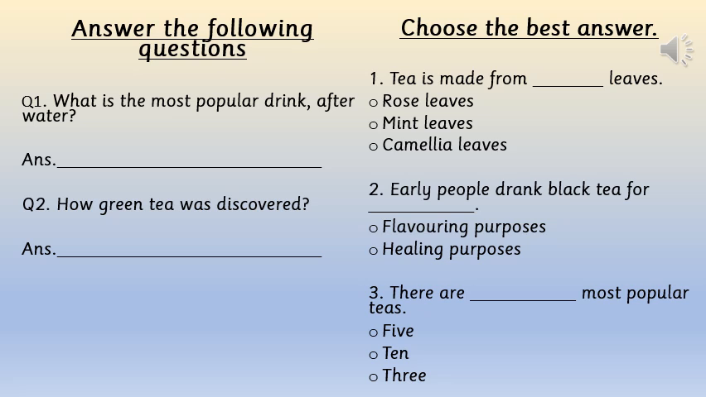Tea is made from dash leaves: rose leaves, mint leaves, or camellia leaves. Number 2, early people drank black tea for dash flavoring purposes, that means for the taste, or healing purposes. Number 3, there are dash most popular teas: 5, 10, or 3. There are many kinds of tea, but only some of them are very, very popular. So just circle the number.